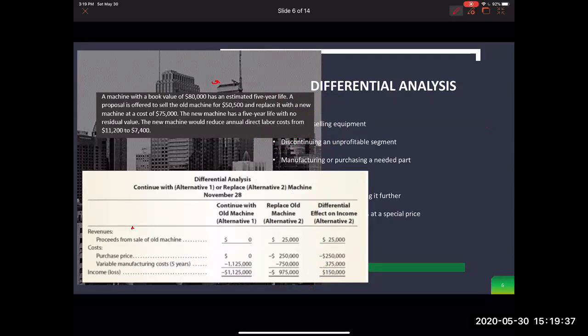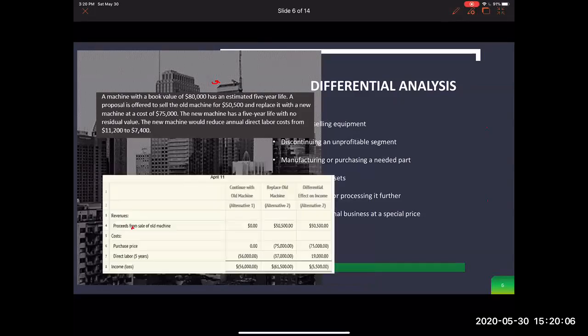All right, so it says a machine with a book value of $80,000 has an estimated life of 5 years. A proposal is offered to sell the machine at $50,500 and replace it with a new machine at a cost of $75,000. The new machine has a 5-year life with no residual value. The new machine will reduce the annual direct labor cost from $11,200 to $7,400. So let's see what this would look like.